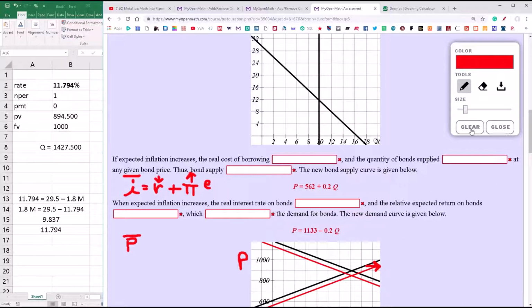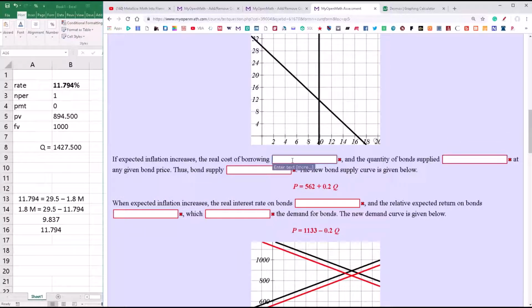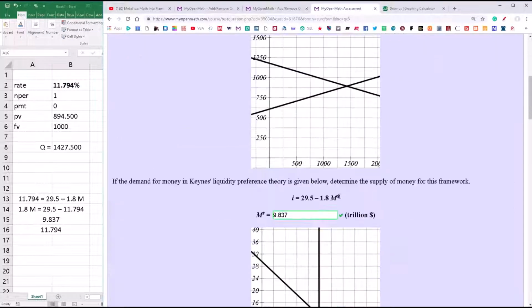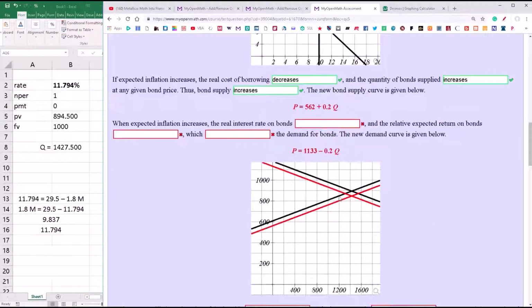So let me go ahead and clear all that, or just close it. So this was decreases. This is increases. Increases. Put enter. Okay.